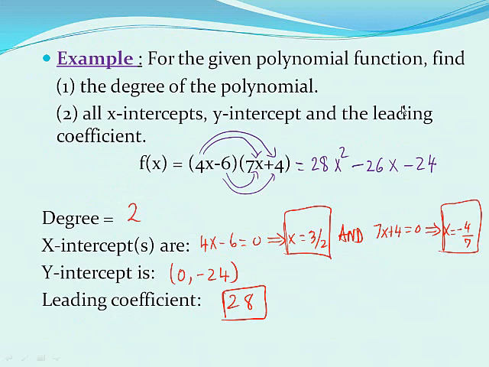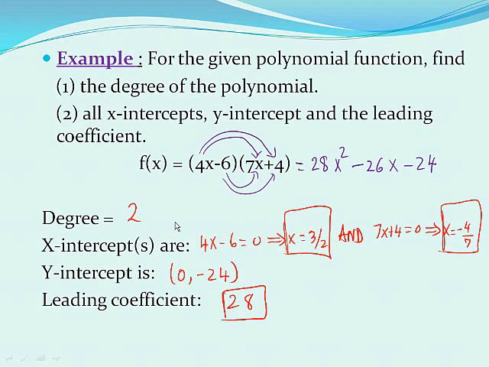Example, for the given polynomial function, find the degree of the polynomial. When we expand this function, we get 28x squared minus 26x minus 24. The degree is the highest power, which is 2. So the degree is 2.